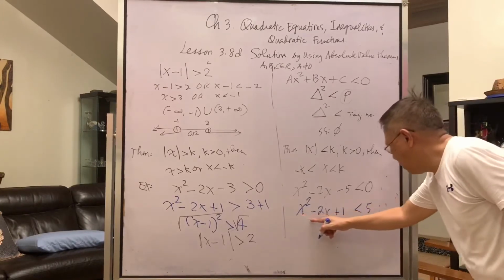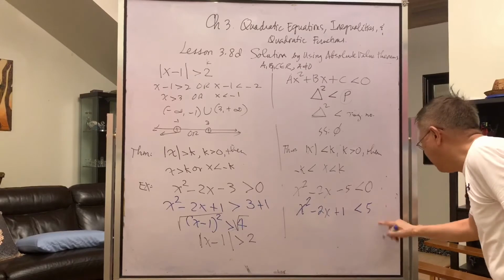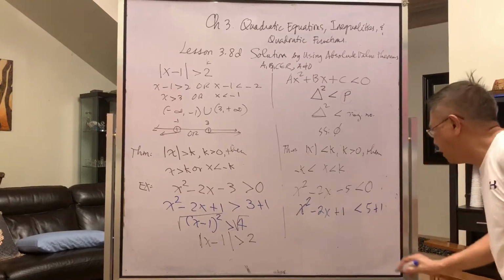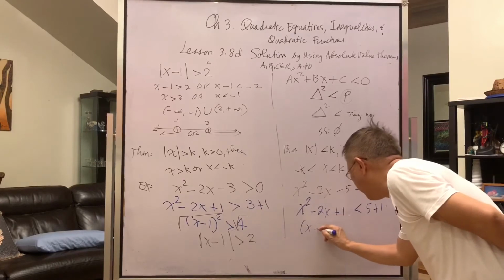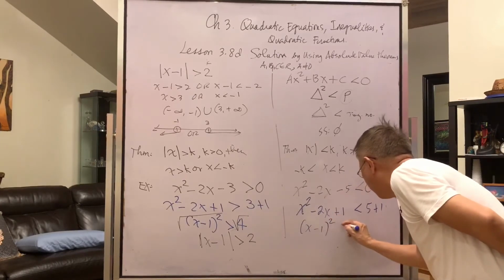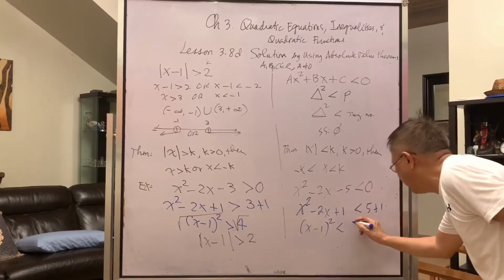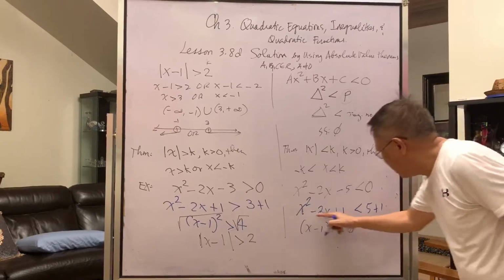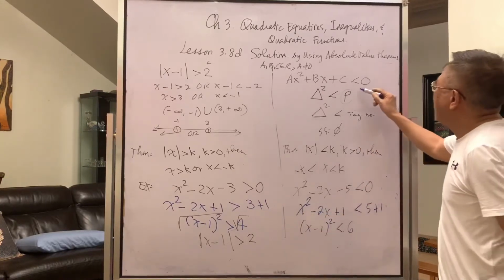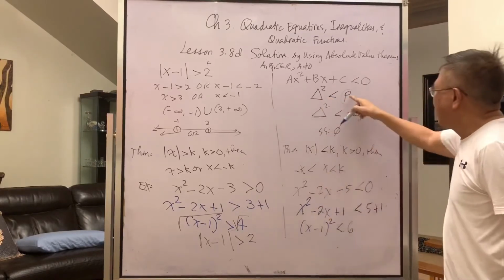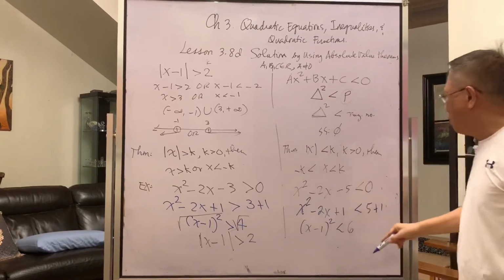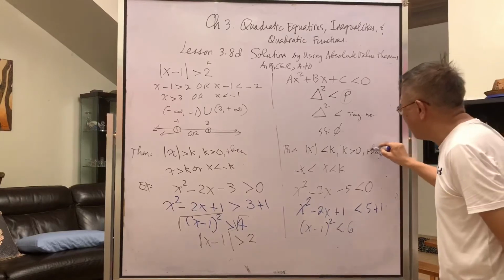That completes this as a perfect square trinomial, and then I'll add plus 1 on the other side. And I can now write x squared minus x plus 1 as (x minus 1) squared less than 5 plus 1 is 6. So this statement here follows this one here, where the left hand side is a square, right hand side is a positive number. So now we can use this theorem.